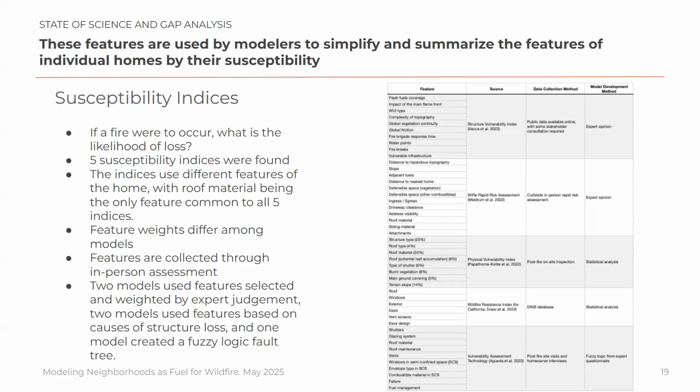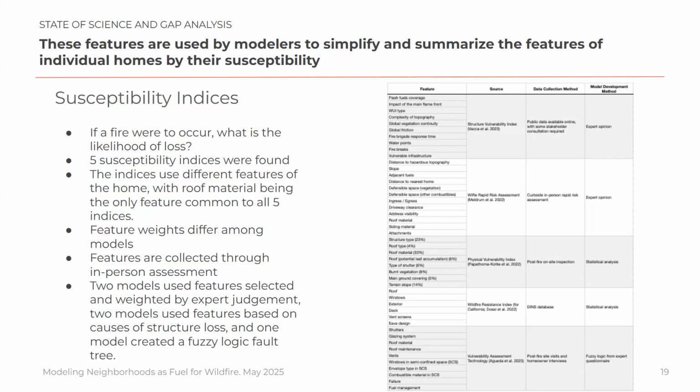The first is susceptibility indices. So I found 5 of these, and each one will take a number of features, and they'll look at a home and score it by each feature, and then the total score classifies the structure as low, medium, or high risk of being lost. And what we found in these is that there's actually only one feature, roof material, that's common to all 5 indices, and a lot of the features among the rest of the models differ. And so the models aren't agreeing on which features should be used to determine the susceptibility of the structures. Additionally, where they do use common features, the features have different weights in the models.